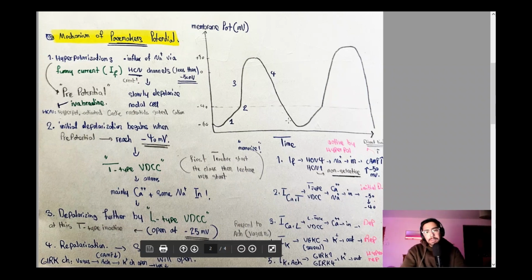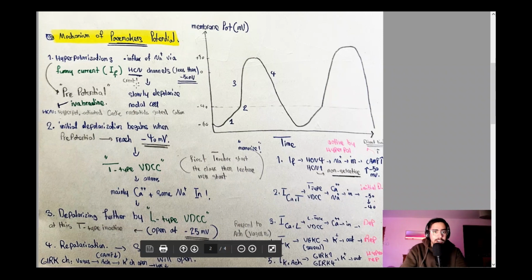This graph represents the SA node. And as you see, it has 4 different parts. This part we call hyperpolarization. How they work: we have a kind of current, this I representing the current, and we call it the funny current.